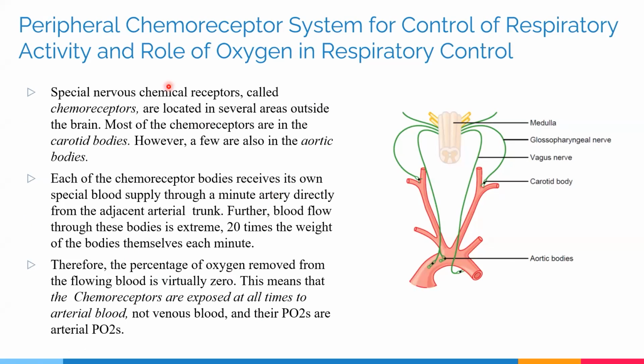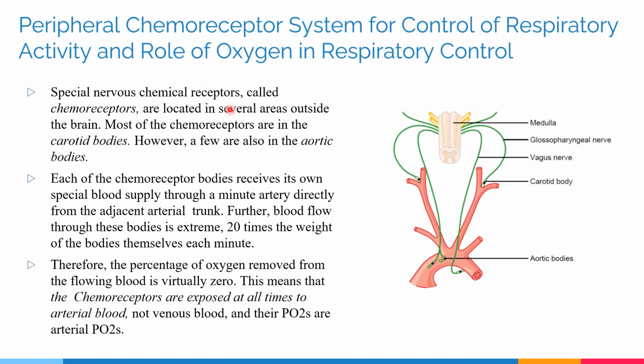Next, we will look into the role of the peripheral chemoreceptor system for control of respiratory activity and the role of oxygen in respiratory control. So here we see a schematic diagram showing us the respiratory center and the carotid and aortic bodies that are present in various parts of our circulatory system, and how they are connected via the glossopharyngeal nerve and the vagus.